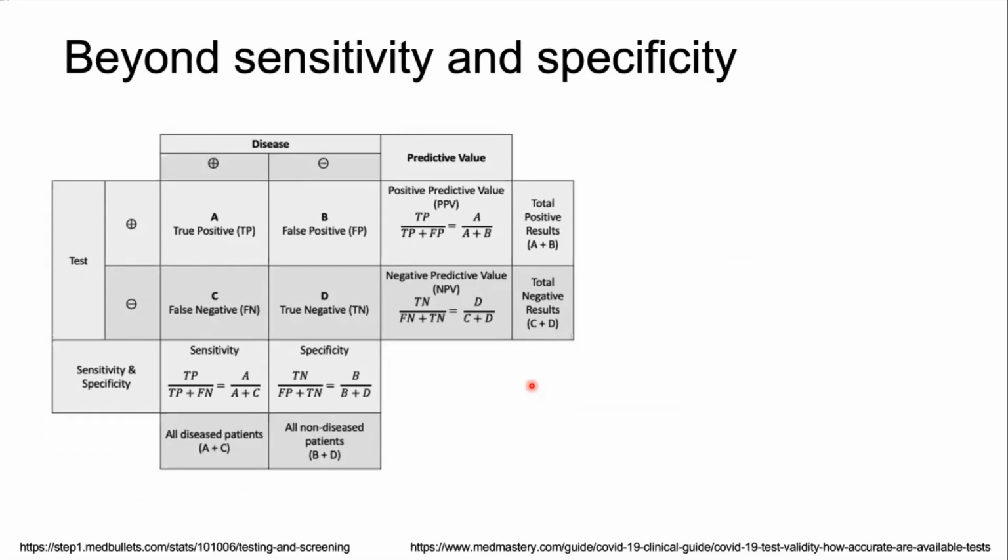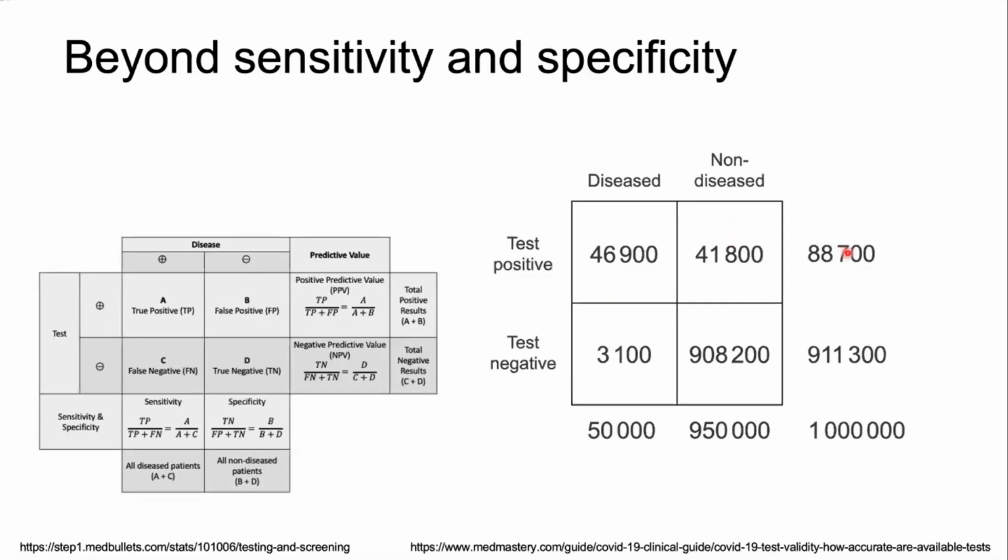So sensitivity is the percentage of true positives in the distribution of all diseased people, and specificity is true negatives, right? I talked about that before. To calculate that, you're just looking down the vertical columns here. So this is a real example with COVID testing, and it's based on antibody testing. You can look this up at this link down here.